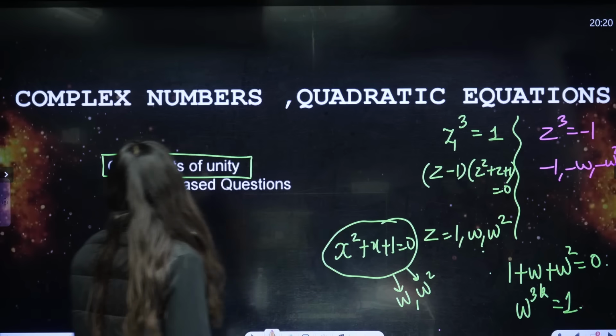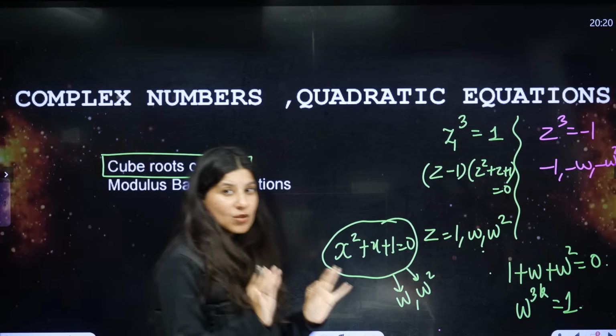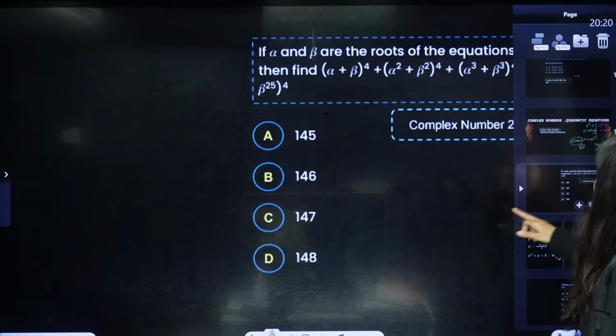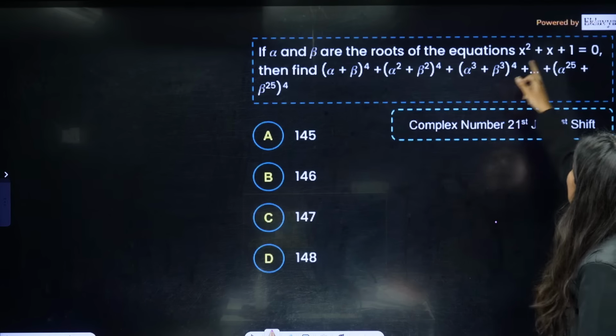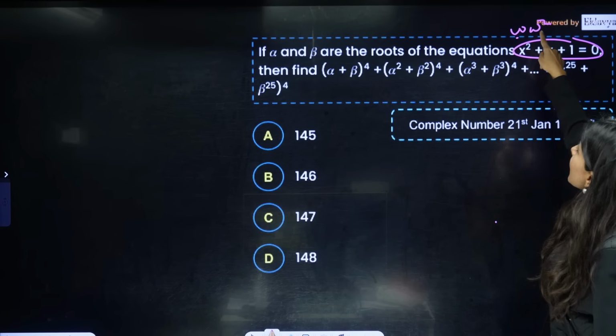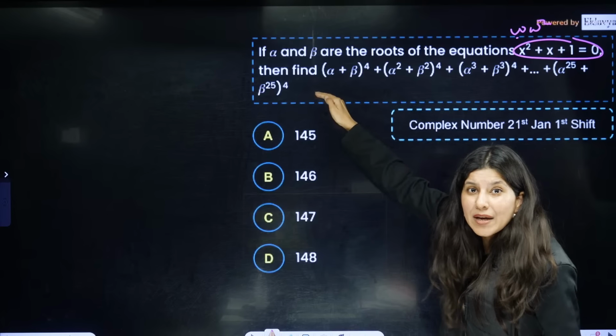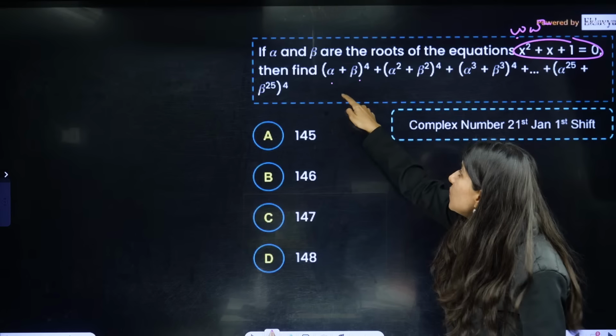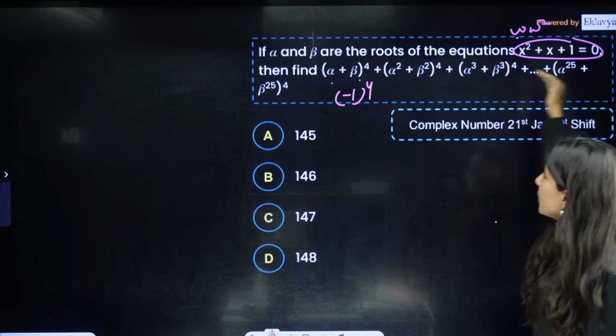So cube roots of unity is one thing, and modulus based question in quadratic equation is another. Now let me show you the kind of question which they are asking. See, alpha and beta are roots of this equation. So we know omega and omega square. Alpha is omega, beta is omega square. Put omega and omega square. So omega plus omega square is what? We just saw, minus 1 power 4. So eventually you can solve it.